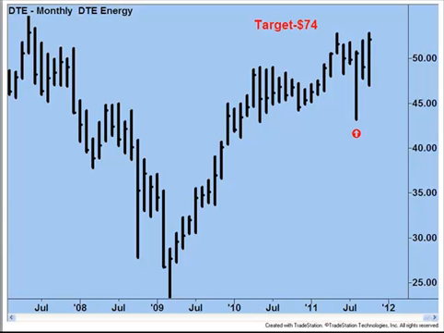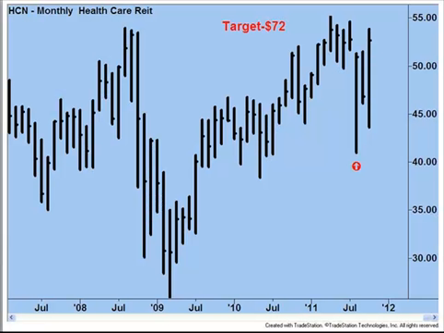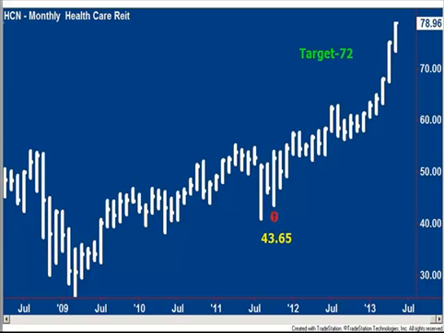The next stock was DTE. DTE was just over 52 at the time. The target was 74. Last month, DTE hit 73.32, very close to the target. Next, we have HCN with a price just below 53 and a target of 72. Well, HCN hit the target and kept going.